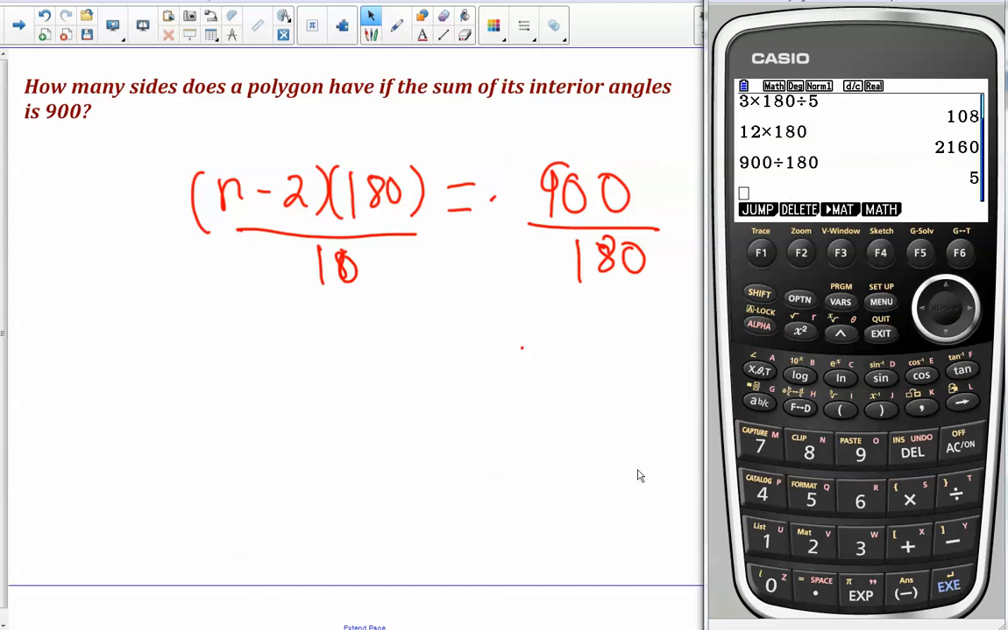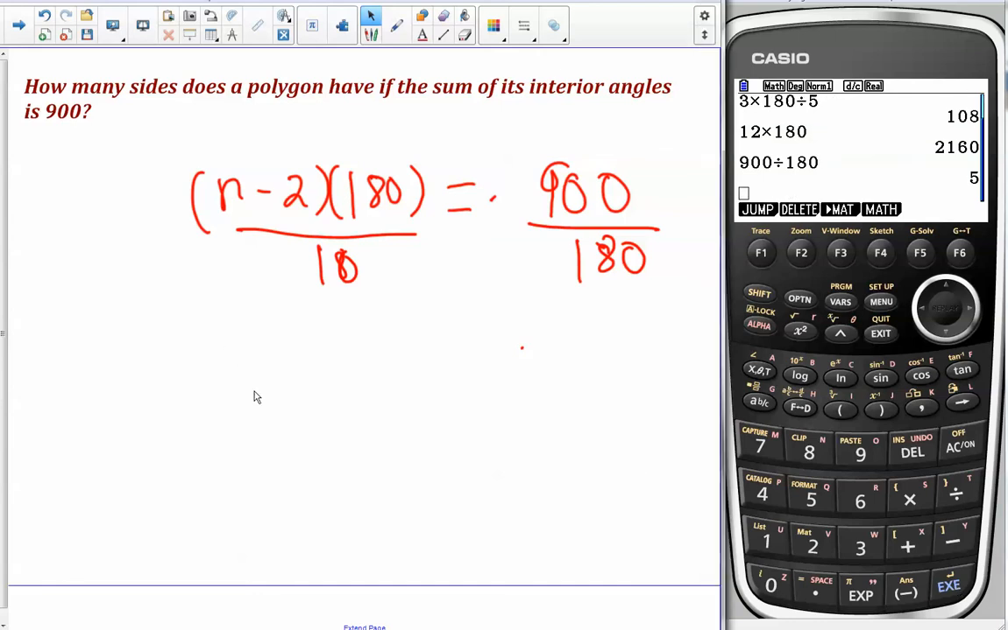So 900 divided by 180 is 5. So you have n minus 2 is equal to 5. Add 2 to both sides. n is equal to 7. There you go, 7. So that's how many sides it has.